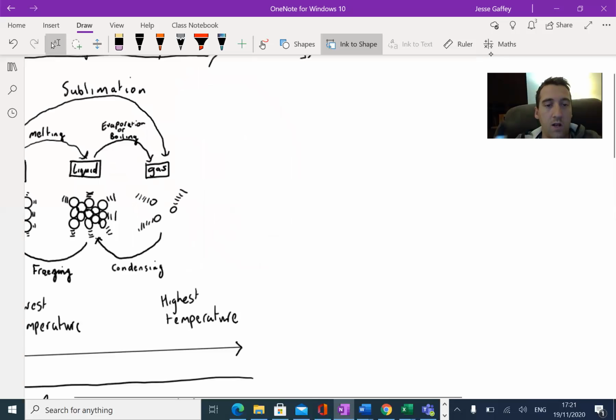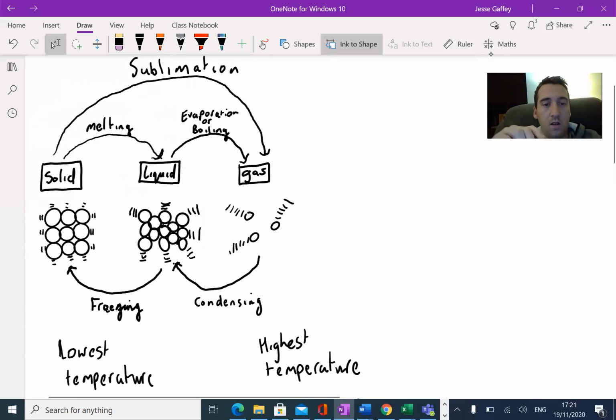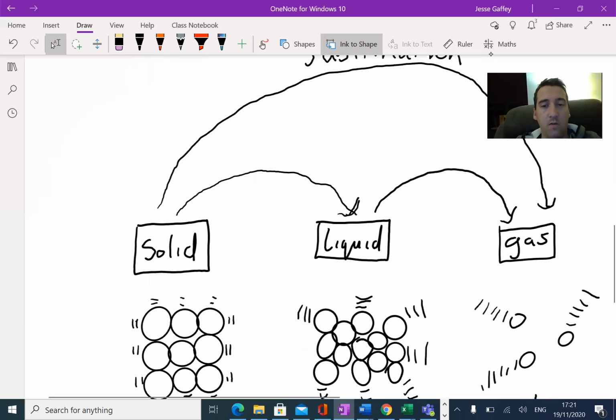Solid to a liquid is melting. Liquid to a gas is evaporation or boiling. What is the difference between evaporation and boiling again? On 3, 1, 2, 3, speak your answer. I hope that you said evaporation takes place at any temperature between the melting and boiling point, but boiling takes place only at a specific temperature. You should then have gas to liquid is condensing, and liquid to solid is freezing. All right, well done if you had that.